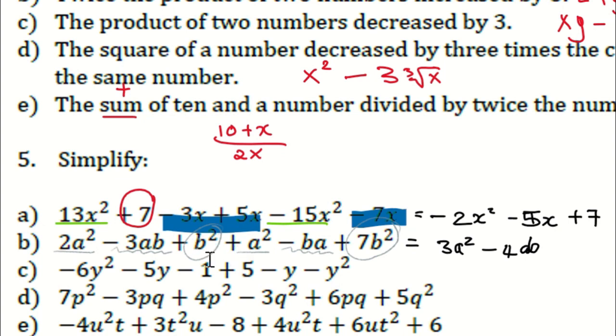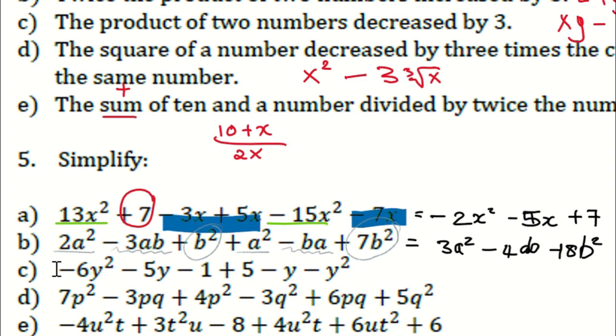Then what is left? We have a b squared term. What is the coefficient of the b squared term? If there's no coefficient, I should know the coefficient is 1. And this coefficient there, 7. 1, it's positive 1 plus 7. So my answer is plus 8b squared.